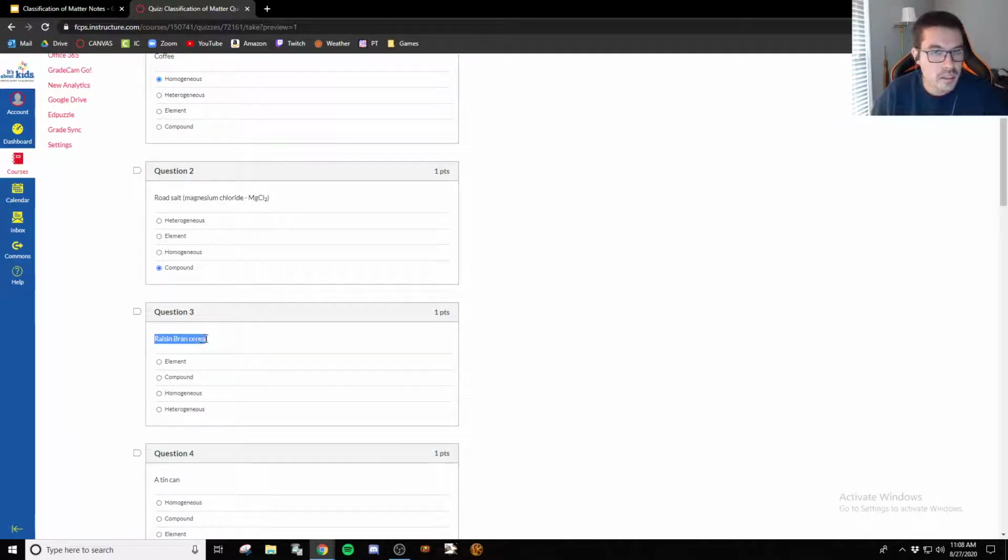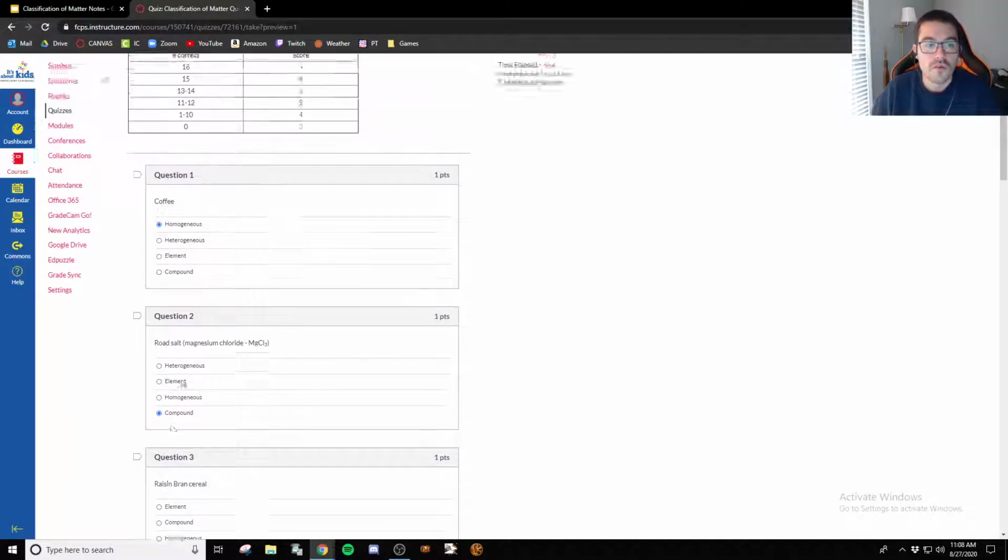Raisin Bran. Okay? Raisin Bran cereal. Hopefully you've had a version of Raisin Bran at some point in your life. Raisin Bran has the bran, which are like the brown flakes of cereal that are kind of bland tasting, and then it has the raisins. Okay, so that's definitely a mixture, and you can see the different parts, so I'm sure a lot of you are thinking that that might be heterogeneous, and that is correct.